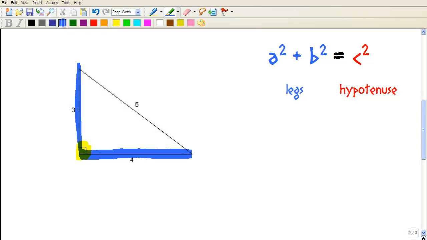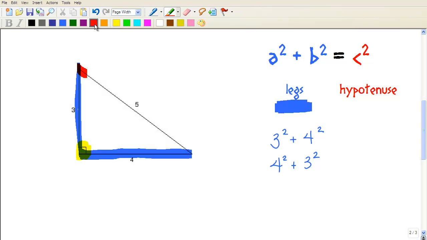So on the handout you'll want to go ahead and highlight, just like I did here, that the A and the B are the legs, and they are interchangeable. It doesn't matter if you use the 3 for the A and the 4 for the B. You could do it the other way and it absolutely will not make any kind of a difference.